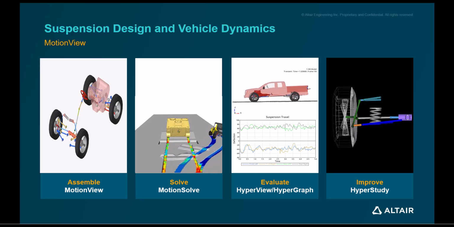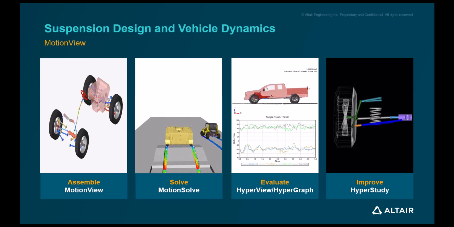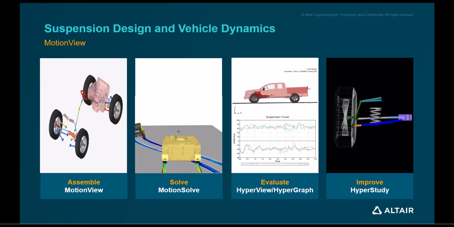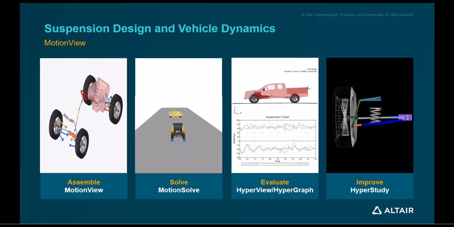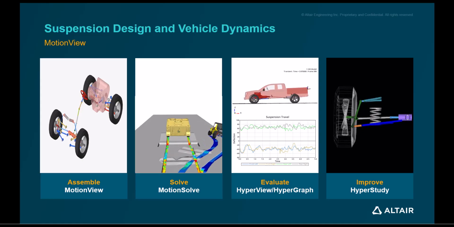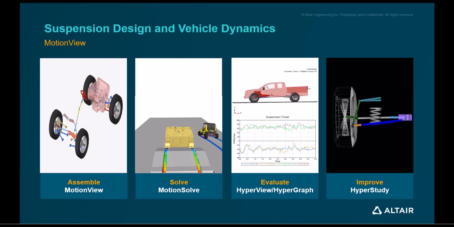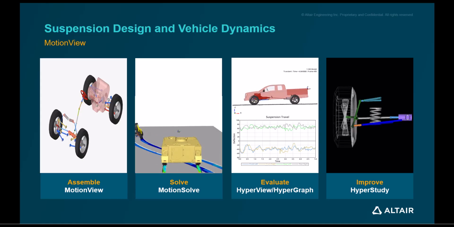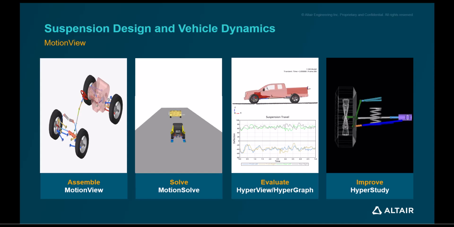So, assemble. We can efficiently create complex multi-body models in MotionView thanks to its user-friendly interface, intuitive workflows, and numerous ease of use utilities. We can streamline the process of assembly-wide modifications using parametric expressions, internal or external scripting, and multi-system adaptation. Solve. Using Altair's multi-body solver, MotionSolve quickly and accurately simulates your assembly using either the online or offline method to view animations as the simulation solves.